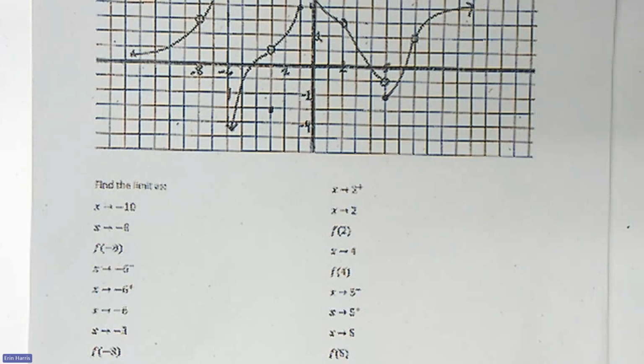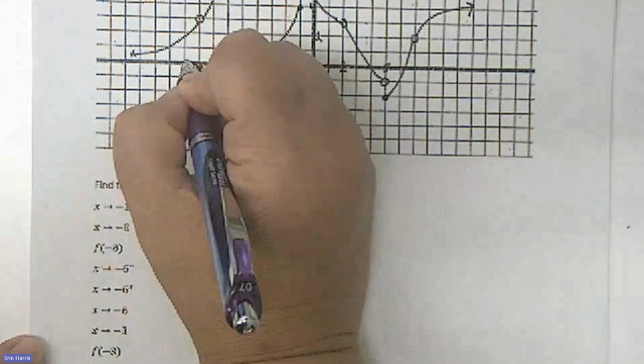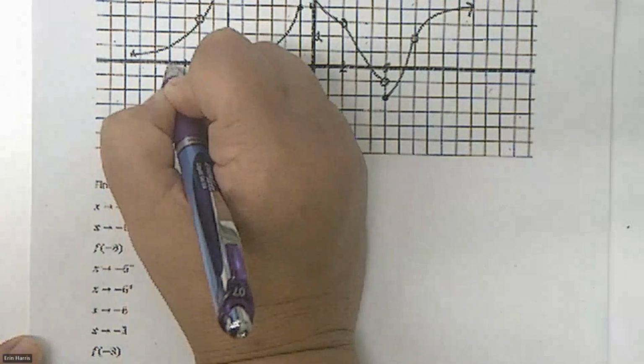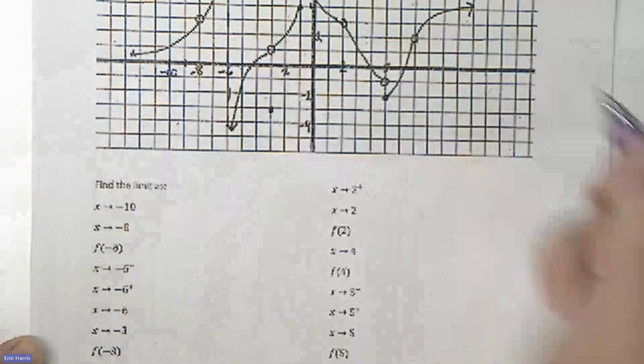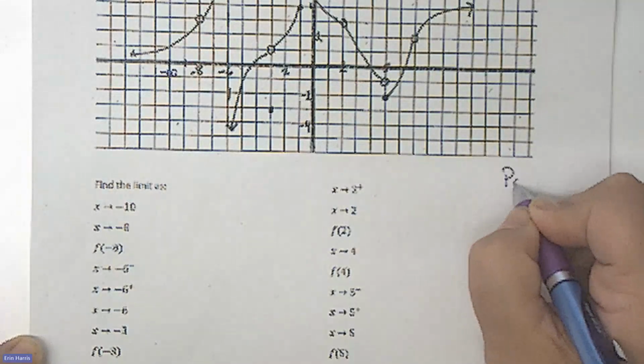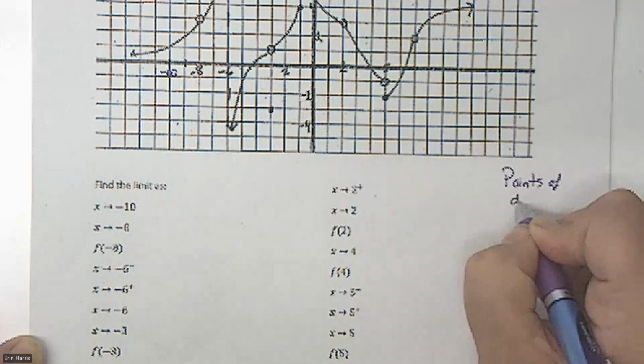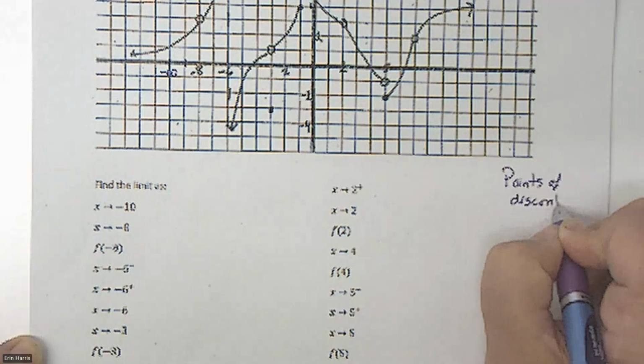Okay, so first of all, -10. Okay, so remember, these are x values. And what we're going to do over on the side is make a list of points of discontinuity.